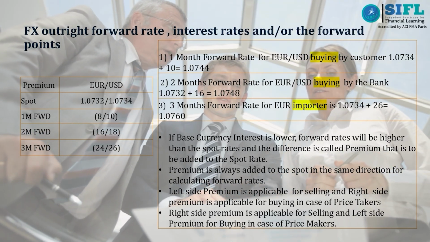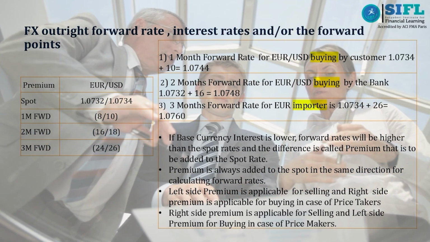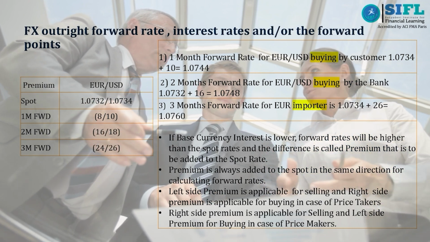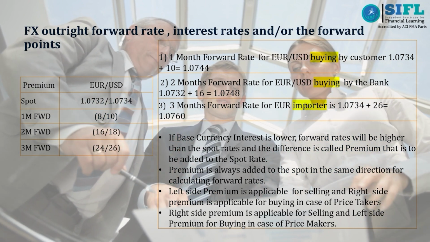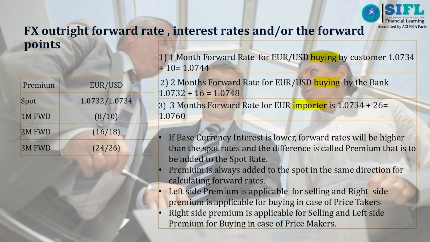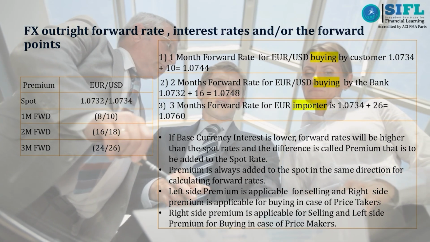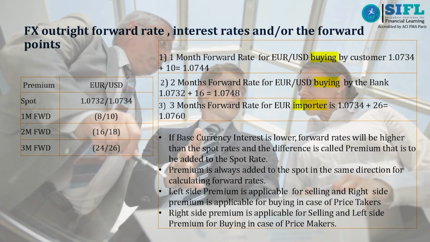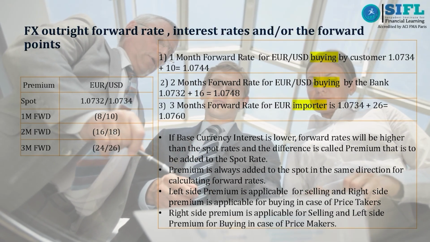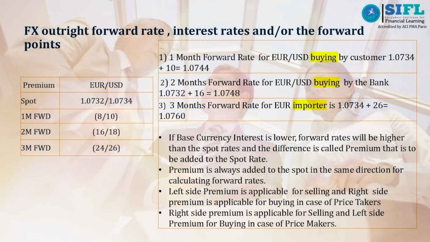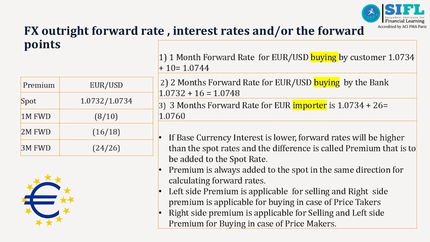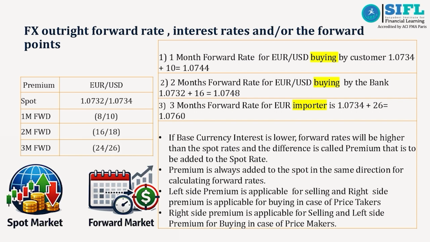Finally, let's remember how the premium applies. For price takers, left side premium applies for selling, right side for buying. For price makers, right side premium applies for selling, left side for buying. So in short, forward points tell us how to adjust the spot rate based on the interest rate differential. If the euro interest rate is lower than the dollar interest rate, then the forward rate will be at a premium. This ensures fairness and removes any arbitrage opportunities between spot and forward markets.